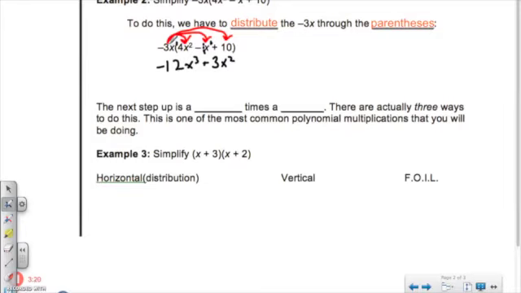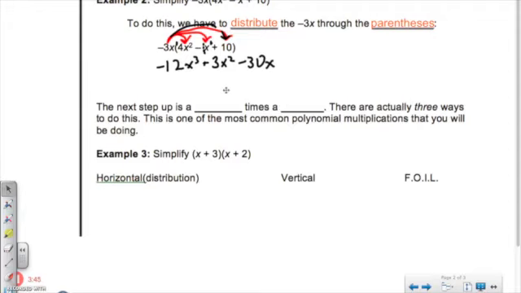Okay? And the last one is negative 3x times 10. I'm going to multiply my coefficient by that constant. Negative 3 times 10 is negative 30, and then my x gets multiplied as well. So that is multiplying a monomial, a single term, by multiple terms inside of parentheses.